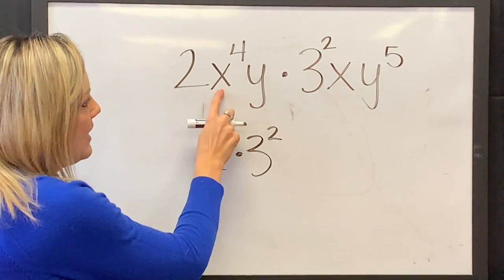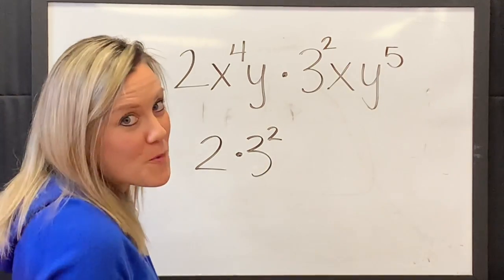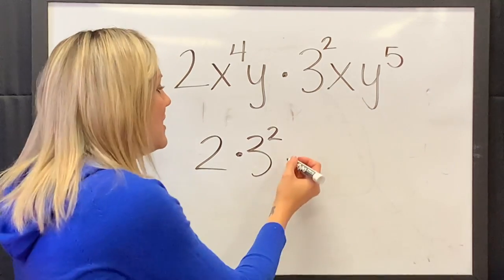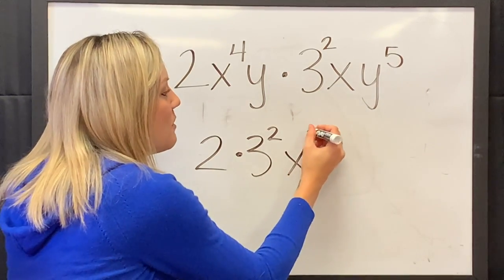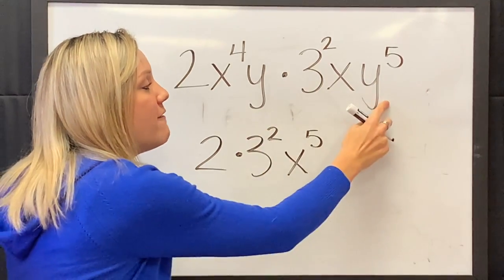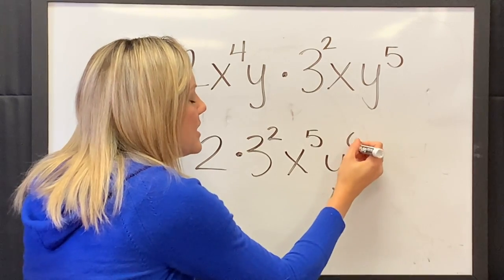So I have an x here with 4, and I have an x here with 1. So I'm going to add 4 and 1 to make 5. So I'm going to write x to the 5th power. And then I have 1 y right here, and I have 5 y's right there. So I'm going to have a total of 6 y's.